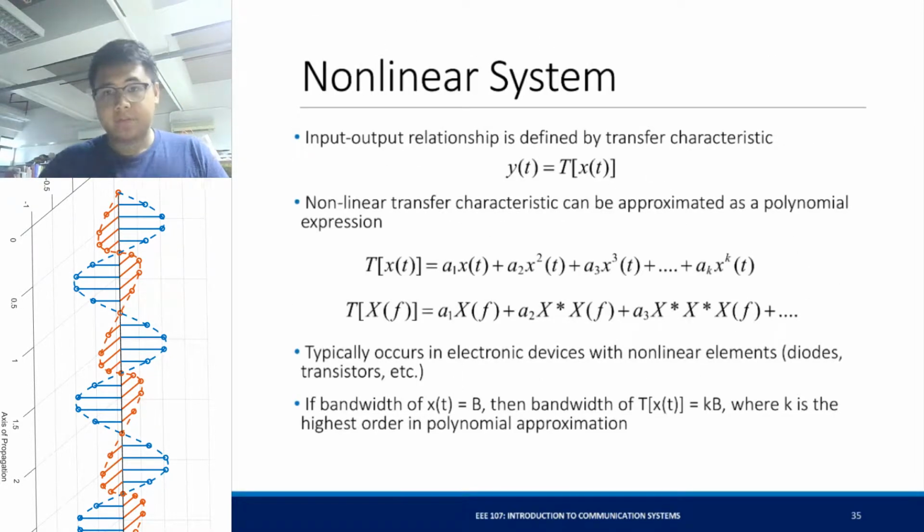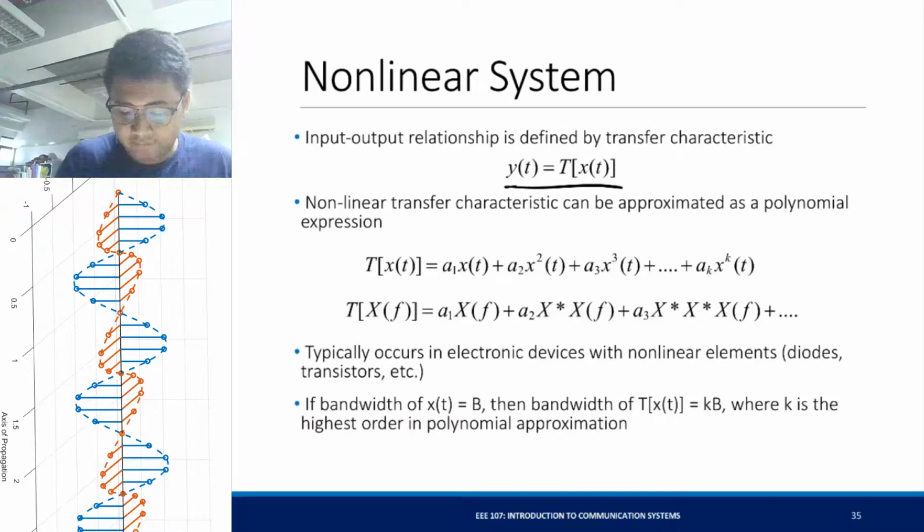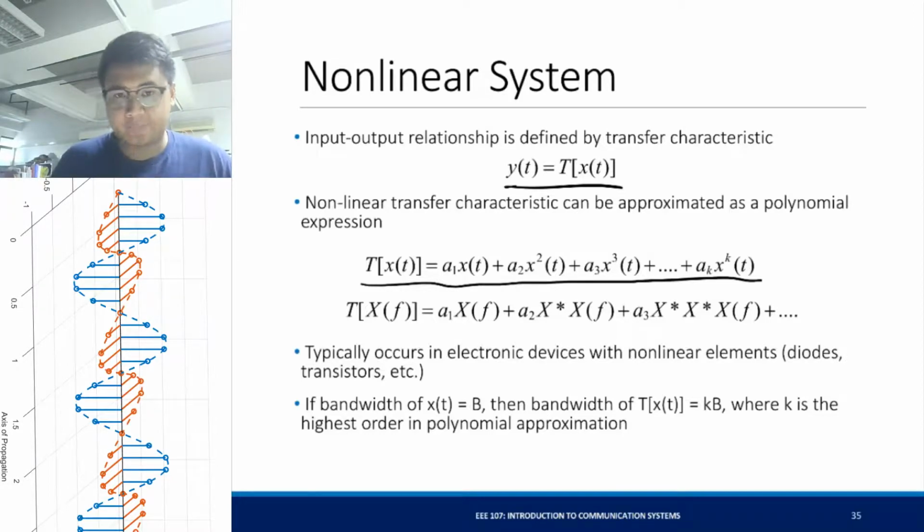Okay? So now let's look at a nonlinear system. So the nonlinear system can be, well, generally we can define the input and the output transfer characteristic by this equation right here. A nonlinear transfer function can be approximated as a polynomial expression, something like this. Now, where did this come from? Well, if you have already taken advanced calculus, this comes from the Taylor series.